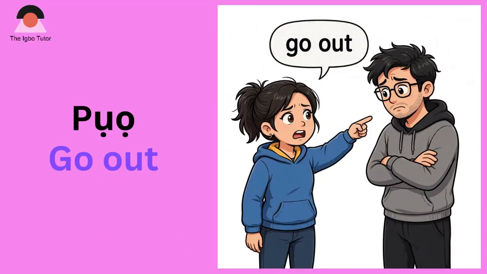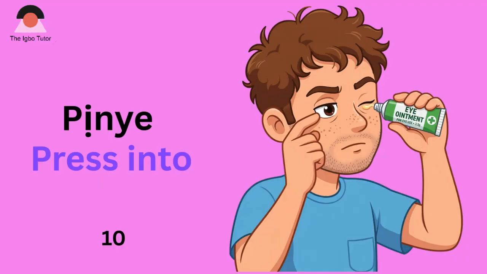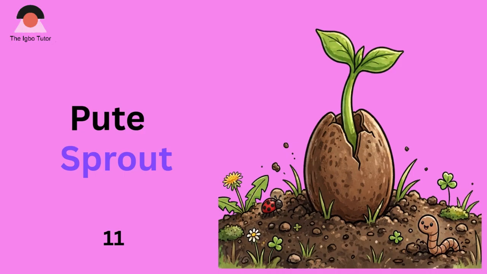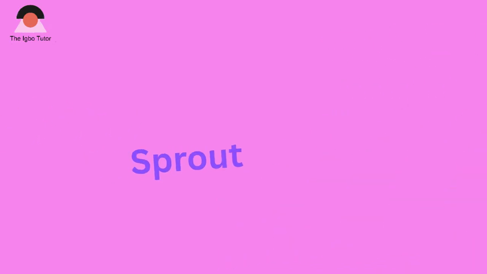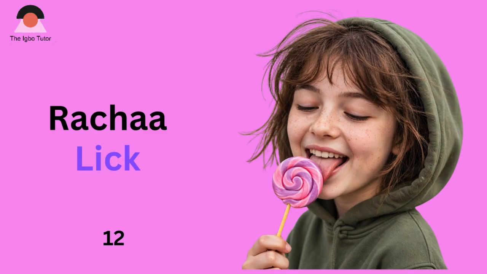Pour, when you are inside, you are telling somebody go out. Pour, go out. Number 10, pinye, press into, used for semi-liquid something, press into the eye. Pinye, press into. Number 11, pute, sprout out, or pute, sprout.